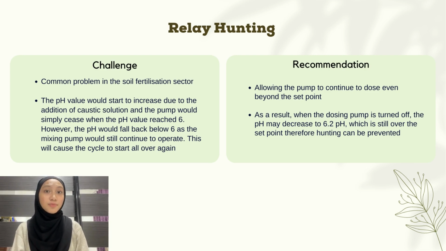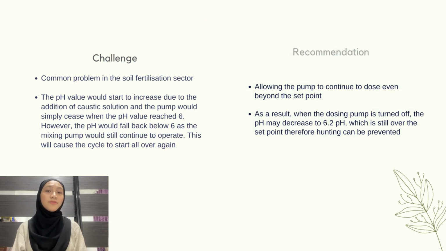One of the ways to overcome this problem is by allowing the pump to continue to dose even beyond the set point. From the preceding example, let's say the pump will continue to dose until 6.5 pH. As a result, when the dosing pump is turned off, the pH may decrease to 6.2, which is still over the set point, therefore hunting can be prevented.